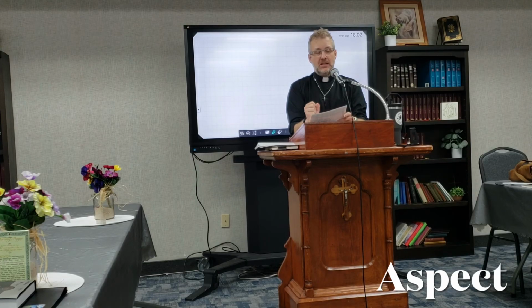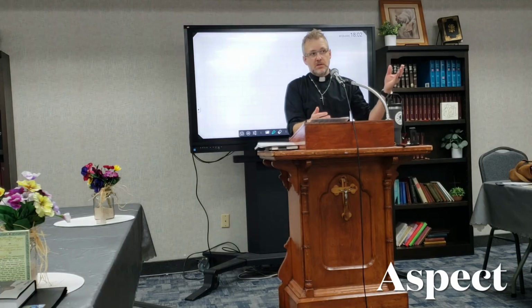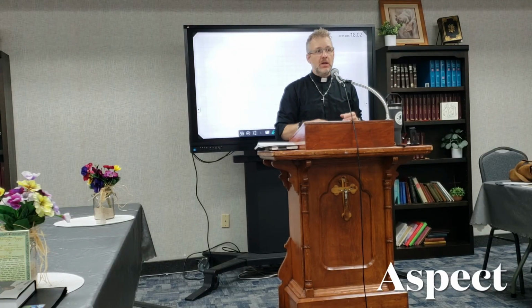How the action is viewed. Okay? All right, in the Greek language, there is also something called aspect. Aspect is how the speaker portrays the action either in the present, past, or future. So you can convey how that action is viewed in the past, how it is viewed in the current present, and how it's going to be viewed in the future. There are three different aspects in the Greek language.